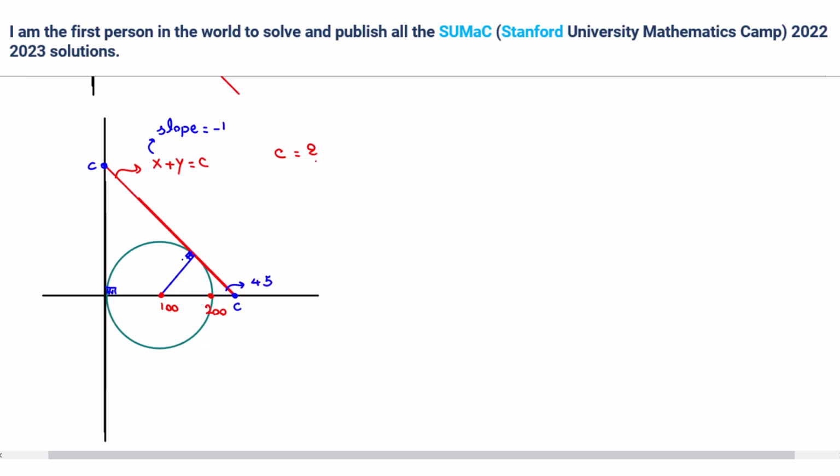This length is what? This length is 100. This length is what? This length is also 100. This length is what?